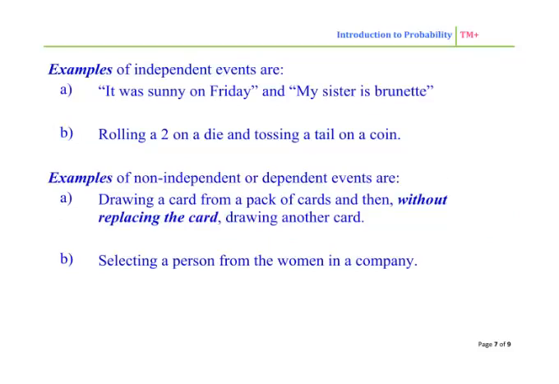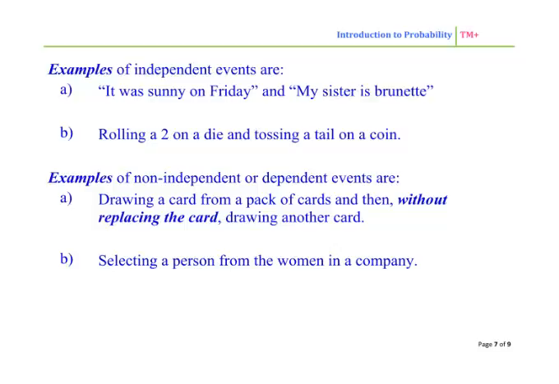So some examples of independent events. It was sunny on Friday and my sister is a brunette. They don't affect each other at all. It could be sunny on Friday and my sister will still be a brunette. The weather doesn't affect that. Rolling a 2 on a die and tossing a tail on a coin. Again, they're independent events. Rolling that die does not affect the coin.